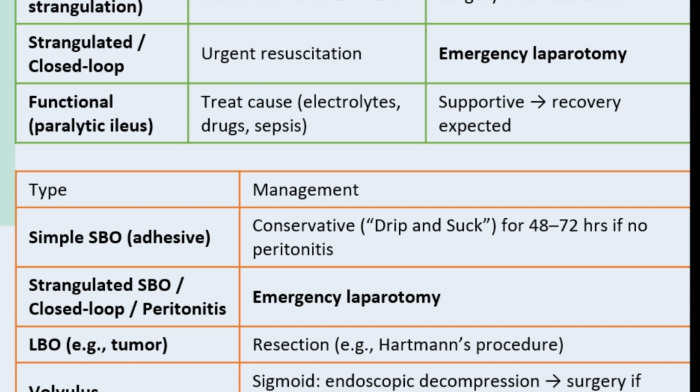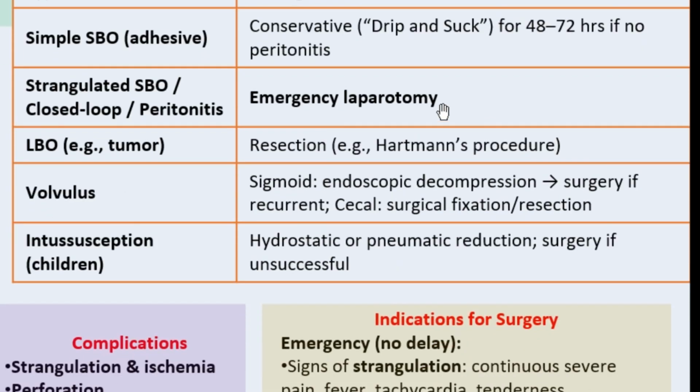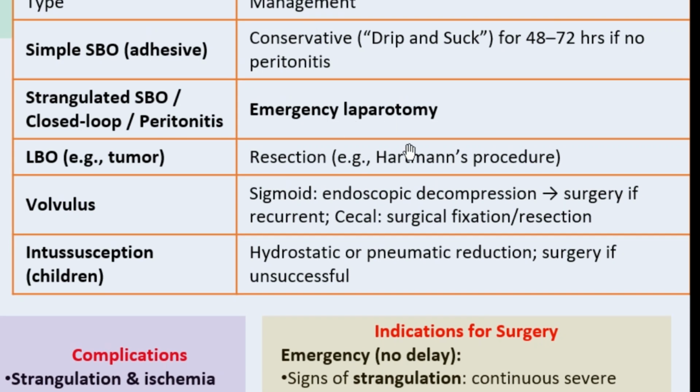Then we can have the functional or the paralytic ileus, and this can occur due to things like electrolyte disturbances, like hypokalemia, and for these ones we may actually just need to treat the cause and support the patient as we wait for recovery. So when we have a simple small bowel obstruction due to adhesions, we may do conservative management, which is drip and suck for 48 to 72 hours if there is no peritonitis in this patient.